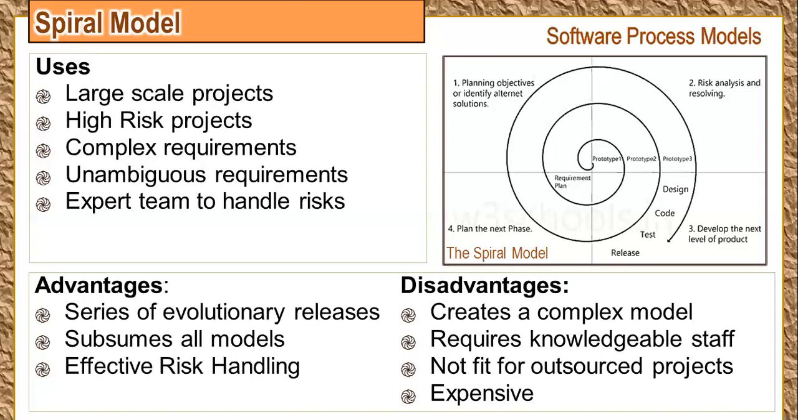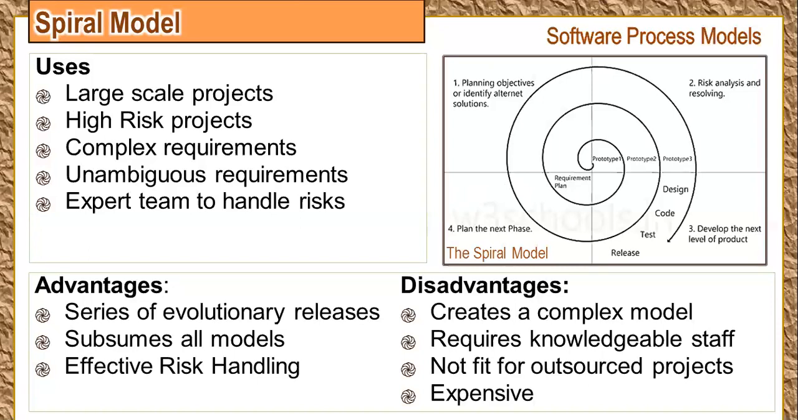So where can this spiral model be used? The spiral model can be used where you have large scale projects, because if you have a very large project, you won't be able to complete it in time within a deadline. So you need to focus on only that part that is desperately needed by the client currently. So a large scale project can be implemented using the spiral model.